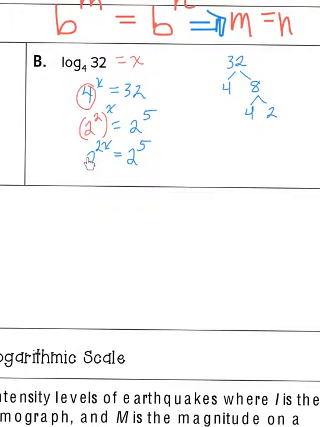And now I have the same base here as I have here. So since the bases are the same, I can drop them and just set their exponents equal to each other. So I can just set 2x equal to 5 and solve by dividing by 2. And so that means that x is going to equal 5 halves. So that means that log base 4 of 32 is equal to 5 halves, and we were able to do that without use of a calculator. So you've got it.